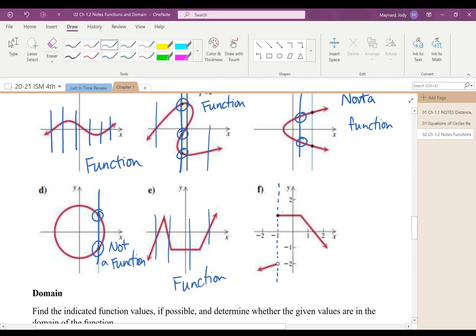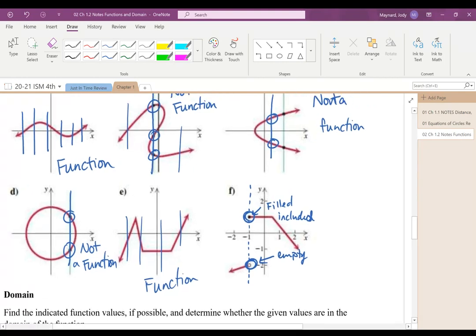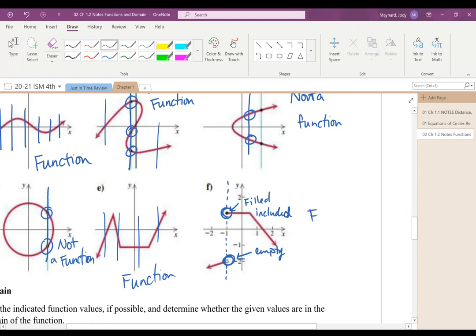Well, if you remember that a filled dot means it's included, this is part of the graph right here. But this empty dot means it's not included in the graph. So even though there's a dot there and it seems like that vertical line would cross the graph twice, it doesn't because it's an empty dot, okay? So this one is a function.